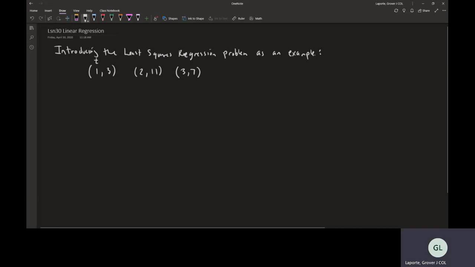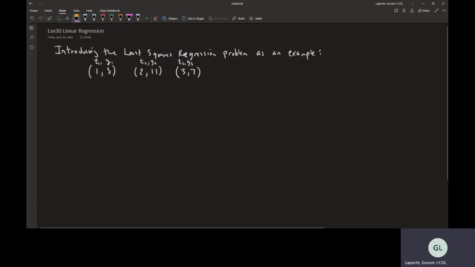And this is going to be t, and this is going to be our y value. We'll let this be t1 and y1, let this be t2 and y2, and let this be t3 and y3. So those are our 3 points, and what we want to do is find a line that goes through all 3 of those points. That's the idea behind it.